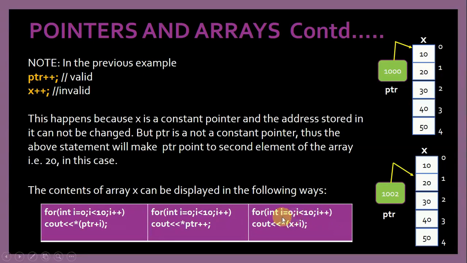We can also use the following loop: for (int i = 0; i < 10; i++) cout << *(x + i). x is a constant pointer which contains the base address of the array. If I add i to it, in the beginning i is 0, so *x will display the first element. Then i will be incremented by 1 and this will become x + 1, that is 2 bytes will be added to it, and at this address the content present is 20. In this way we can use this loop till the end of the array, and all the elements of the array will be displayed.